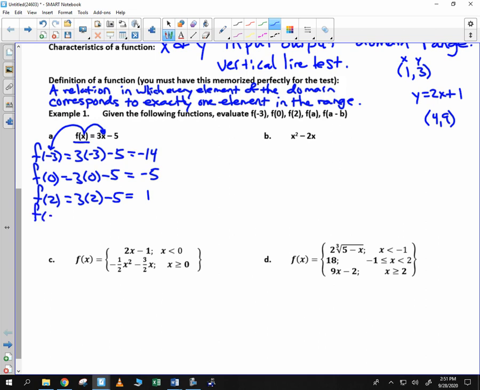f of a, I'm simply going to put an a value, and I get 3a minus 5. f of a minus b, 3 times (a minus b) minus 5, or 3a minus 3b minus 5.